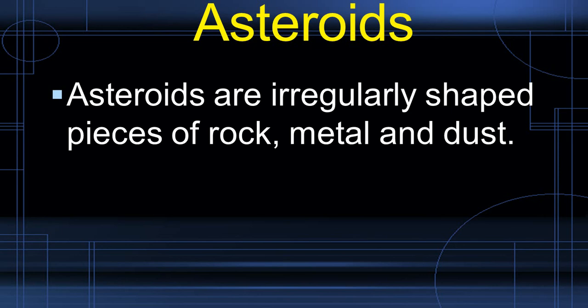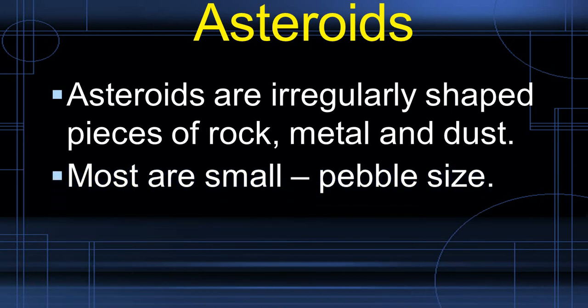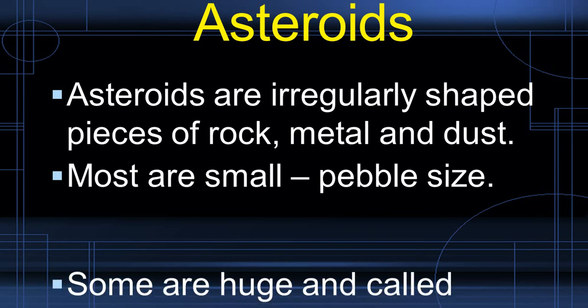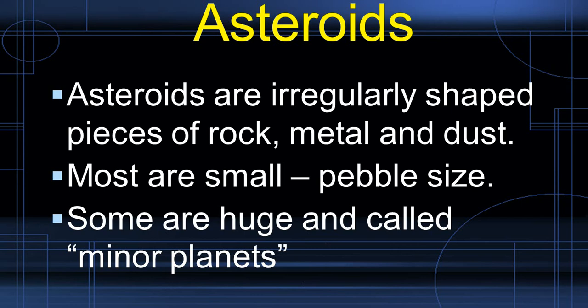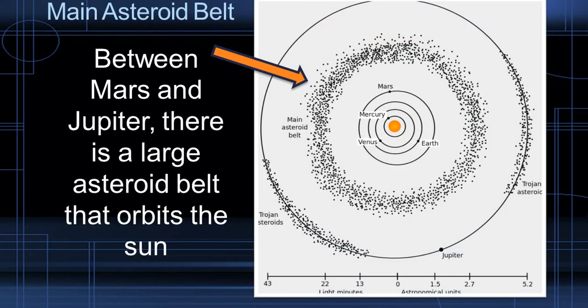All right? And sometimes they will start to move throughout space. Most are small, about the size of a pebble, so not huge. Some are huge, called minor planets. So if they're really big, and we'll look at some of the minor planets. In fact, you already know one of the minor planets. It's called Pluto, right? It used to be an actual planet, but now it's been delegated, sadly, in my opinion, to a minor planet.